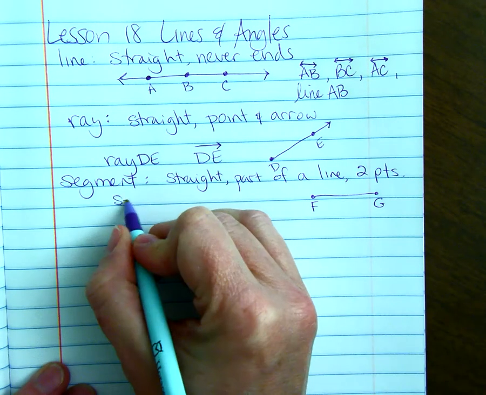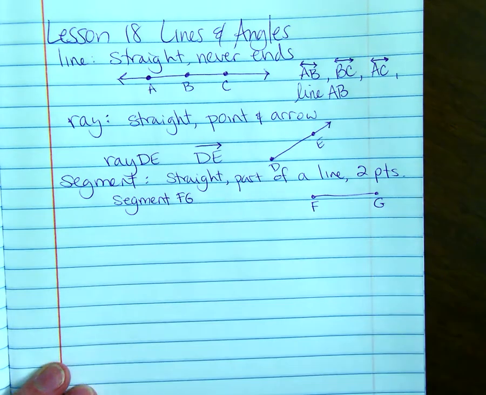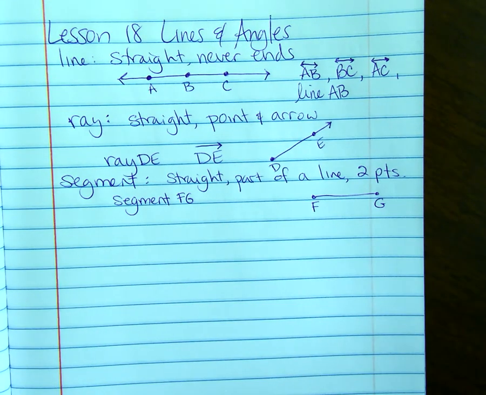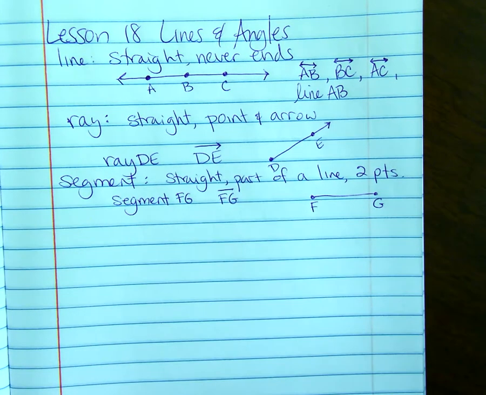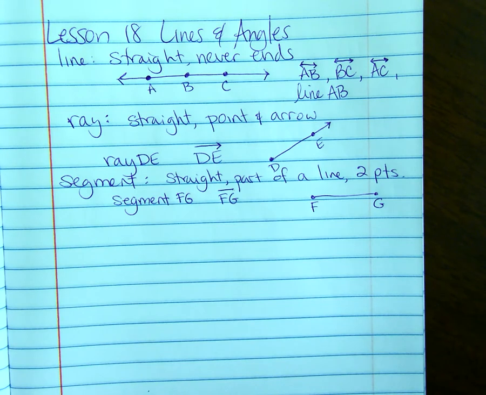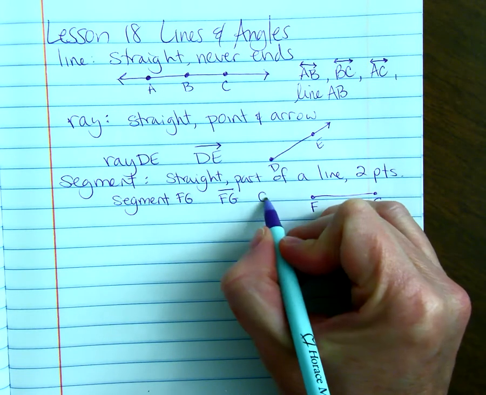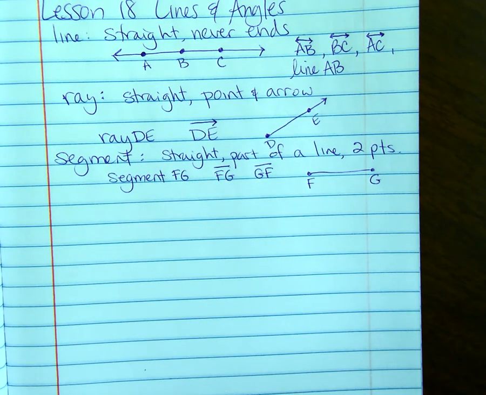So you can use the word segment and 2 letters, F, G. You could name it using a baby bar right above it. You don't put dots on the end, you just put a little bar right over there, FG. Or you could do GF. The order doesn't matter when you're talking about a segment.